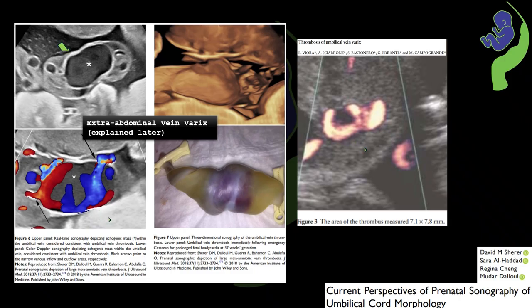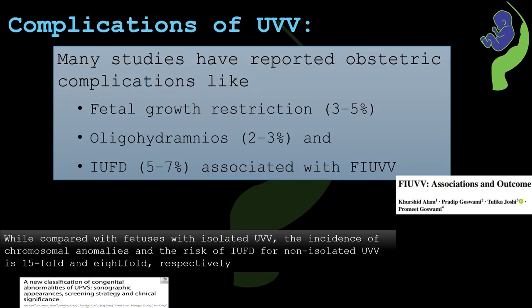Several studies have reported obstetric complications associated with umbilical vein varix. They have fetal growth restriction in approximately 3 to 5% of the cases, and oligohydramnios in 2 to 3%, and intrauterine fetal demise in 5 to 7% of the cases.